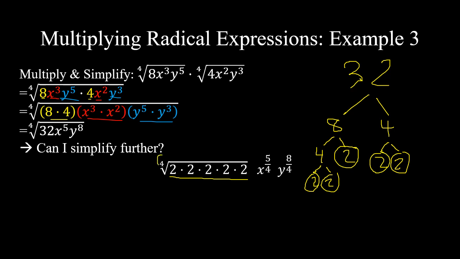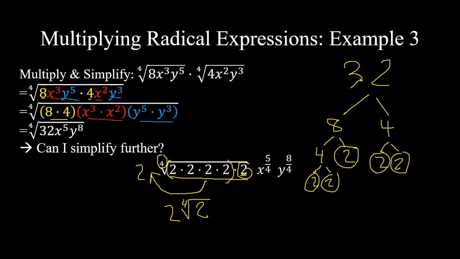Now I know my index is 4, which means I'm looking for anything that I have 4 copies of to pull out, okay? And do I have 4 copies of 2? I sure do. 1, 2, 3, 4. In fact, I have 5 copies of 2, which means this last one's just going to have to stay underneath. So 4 copies are going to pull out as 1 copy on the outside, right? So I'm going to be left with 1 copy of 2 on the outside, and then of course this lonely 2 has to stay on the inside, and I don't want to forget to write my index, so I'm going to put it there now.